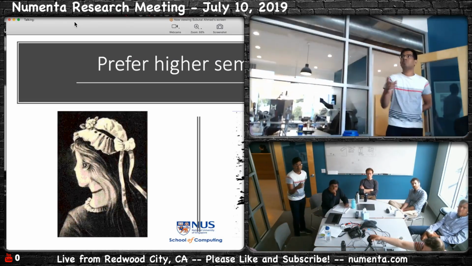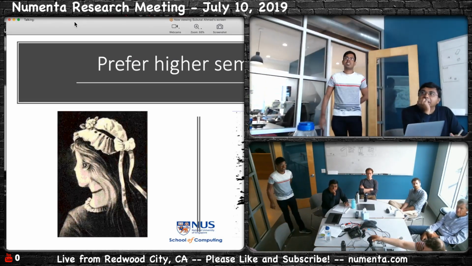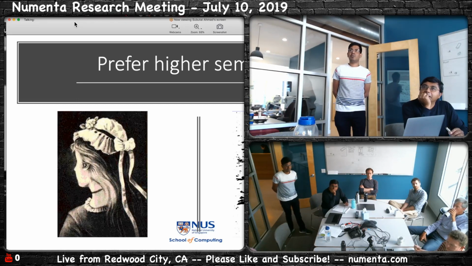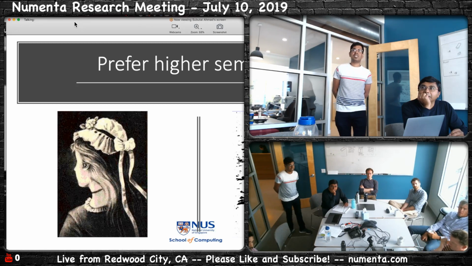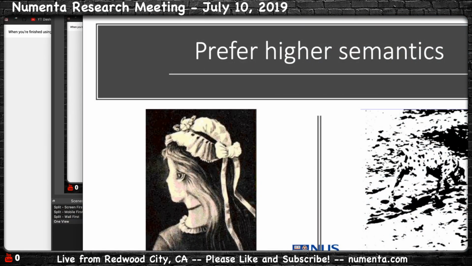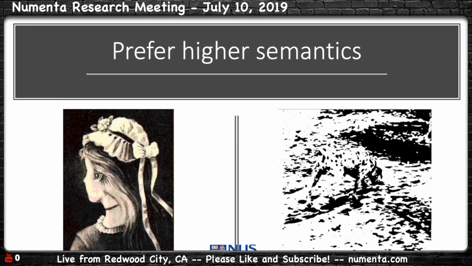Okay, so you can see these pictures. The first one is like an illusion. There's a young lady as well as an old lady. At one time you can see only one, either the old lady or the young lady. If you take these two figures, we are giving equal semantic preference to these two images.